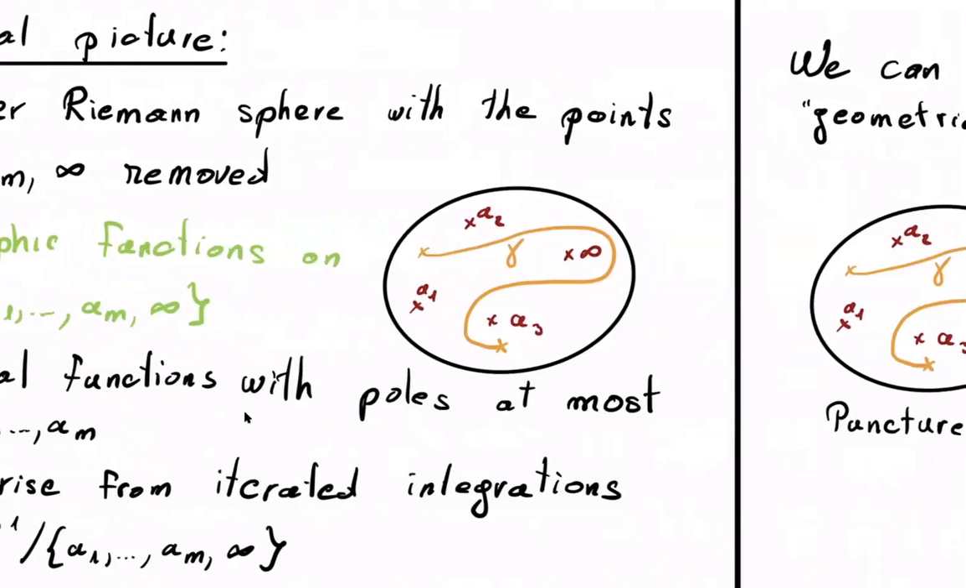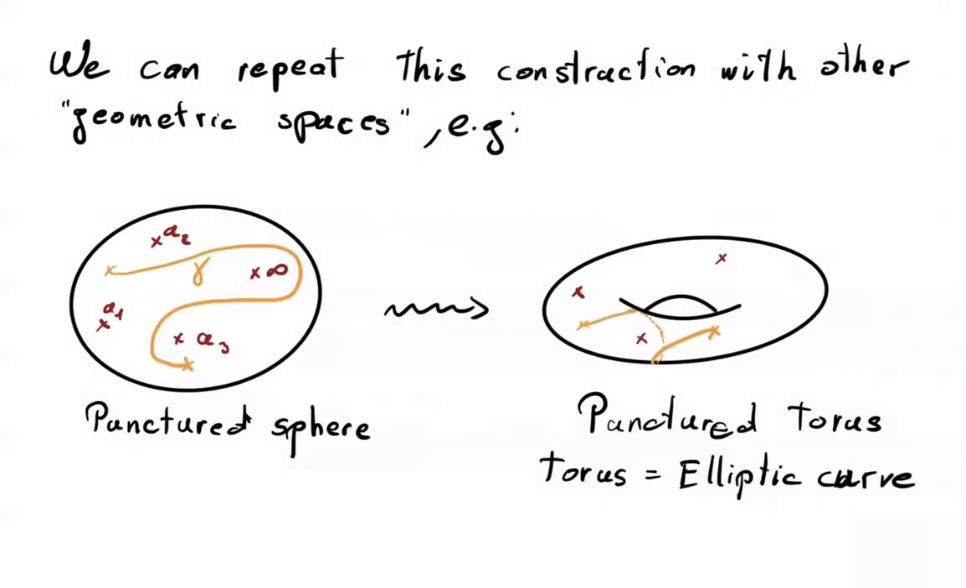But once you accept that, you conclude that it must also be possible to generalize this construction to consider more general iterated integrals, where this underlying geometric space is different. For example, instead of starting from a Riemann sphere where you mark some points, you start on the torus where you mark some points, or even other geometric objects.